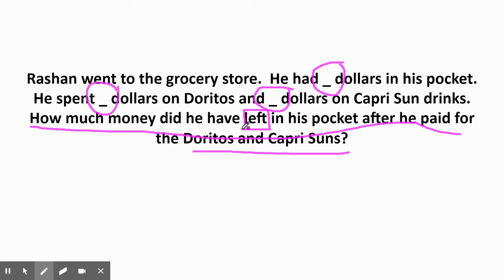All right? So what I want you to do is pause the video and draw a picture of what you're seeing in your mind, what you're visualizing, in your journal. So stop the video, push pause, and draw a quick sketch of what you're seeing in your mind. I'm going to read it one more time. Rashawn went to the grocery store. He had blank dollars in his pocket. He spent blank dollars on Doritos and blank dollars on Capri Sun drinks. How much money did he have left in his pocket after he paid for the Doritos? So draw a quick sketch and then come back to me.